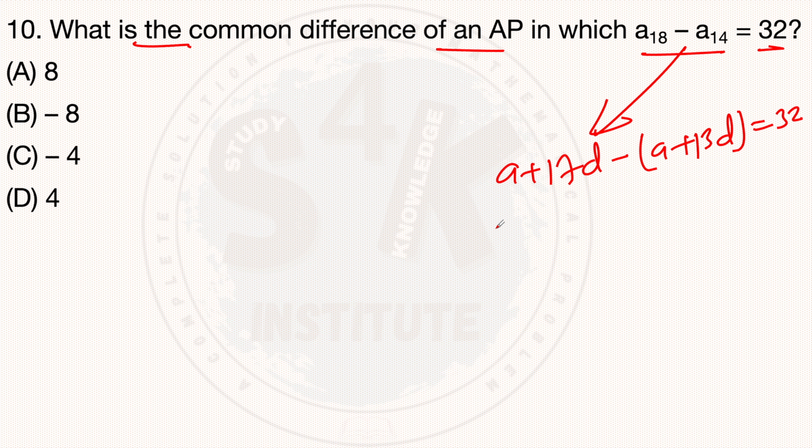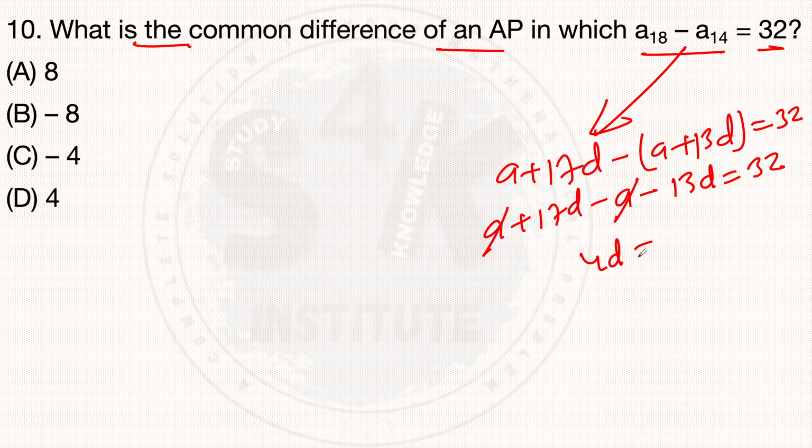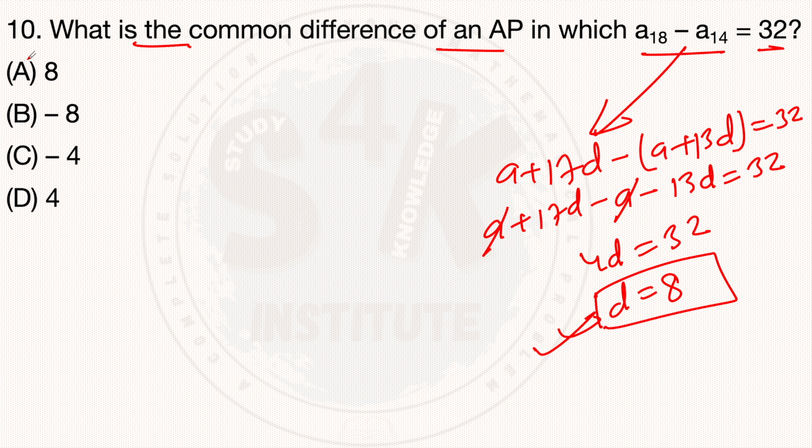So A will get cancelled. Let's simplify this further: A plus 17D minus A minus 13D is equal to 32. A and A get cancelled. 17D minus 13D is 4D, which is equal to 32. D is equal to 8, right? They are asking for the difference, and we have the difference. So the answer is A. Okay.